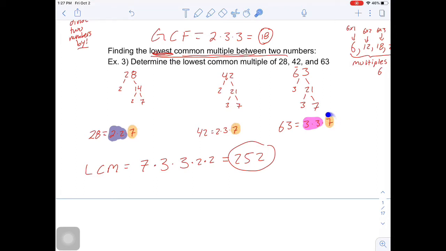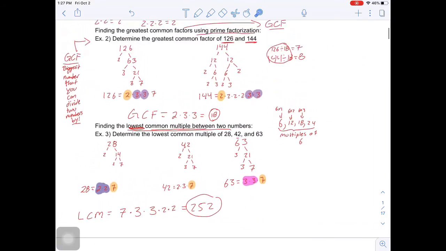So 7 only shows up once, so 7 will go once. 3 shows up twice in 63. It only shows up once here, but we want the most amount. So it'll be 3 times 3. And then 2, even though it shows up here, it shows up twice in 28. So we're going to multiply it twice here. And then the multiplication of all those gives you your lowest common multiple.